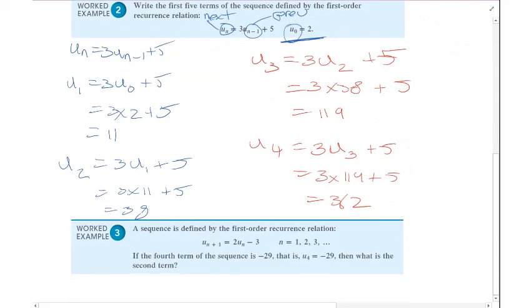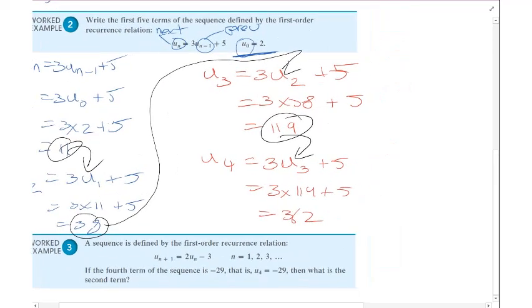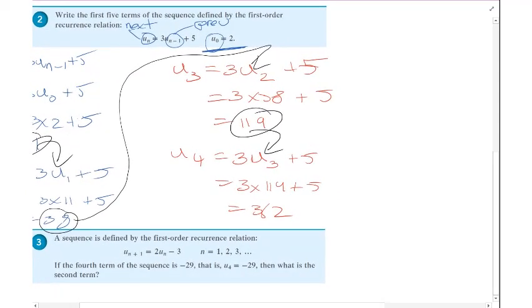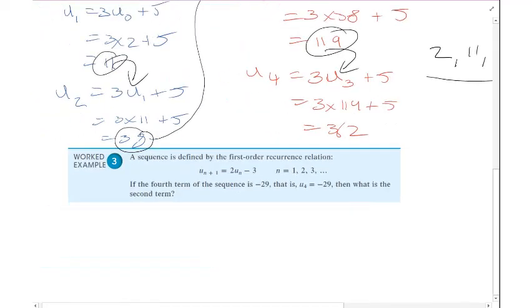Okay. And you'll notice, I'm going to make some links here for you. U1 there, U2 there, U3 there. Now, what are the first 5 terms? Well, our first 5 terms, because we're going to count U0 as our first term we use, so it's going to be 2, 11, 38, 119, and 362. Okay, so that's what you'd have to write in a question like that.